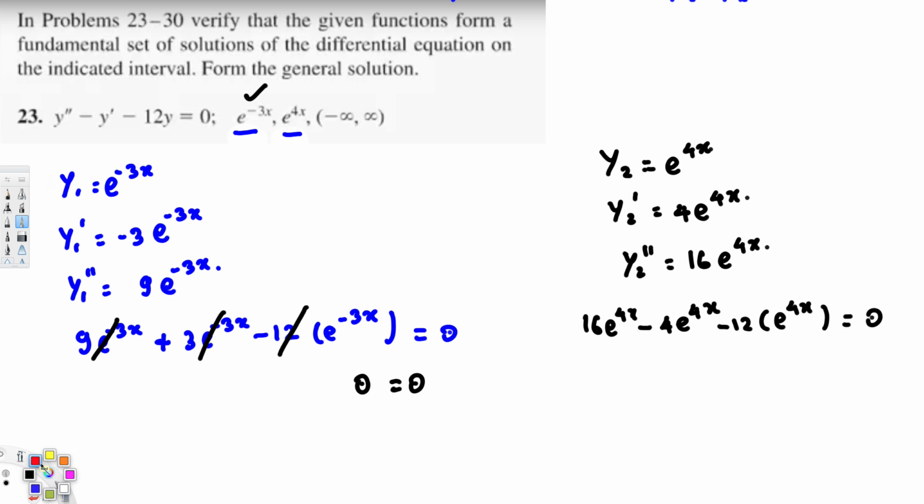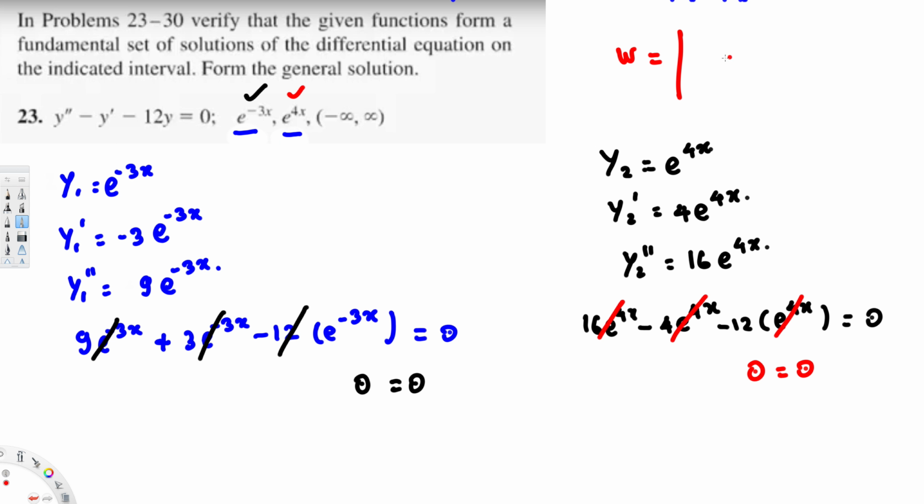Now you can see we have 16 e power 4x minus 4 e power 4x, which is 12 e power 4x, and 12 e power 4x minus 12 e power 4x is 0. So all of this cancels and we get 0 equal to 0. So this is also a solution. And the next thing is we have to verify that they are linearly independent. To do that we can use the Wronskian.